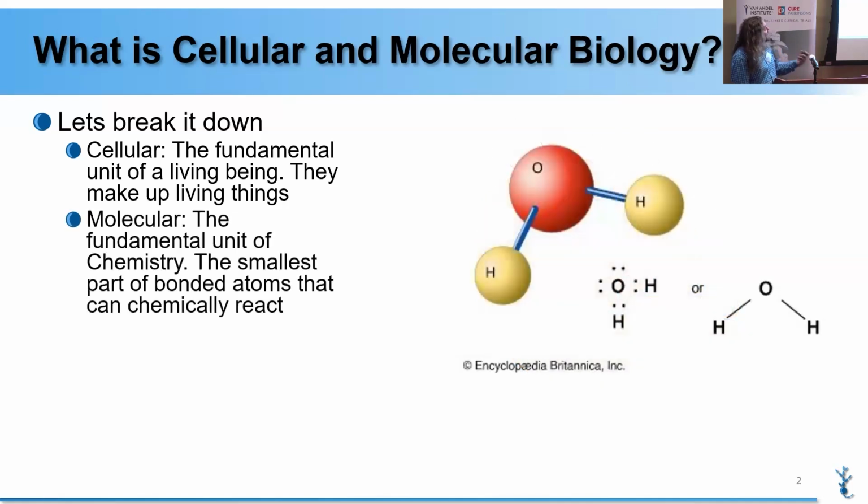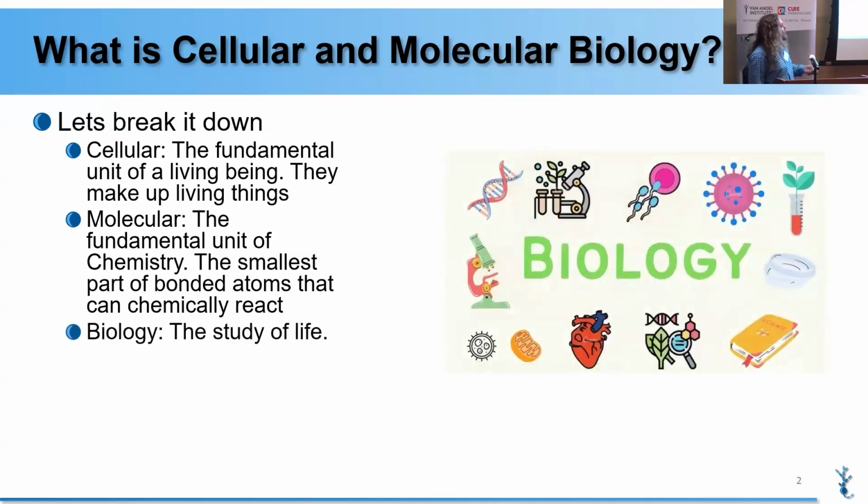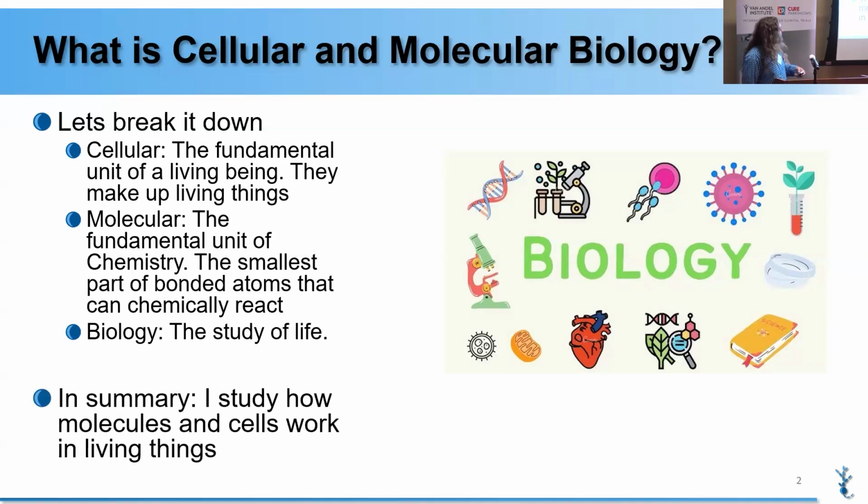And when I refer to molecular, what I'm talking about is the fundamental unit of chemistry. So molecules are to chemistry what cells are to biology. And these are specifically the smallest part of bonded atoms that can chemically react. So these are just very small objects made of bonded atoms that react to do things. And of course, biology is the study of life. So in summary, as a cell and molecular biologist, I study how molecules and cells work in living things. And what I'm really interested in is how these protein aggregates in Parkinson's disease affect the molecules and the cells in patients with Parkinson's.